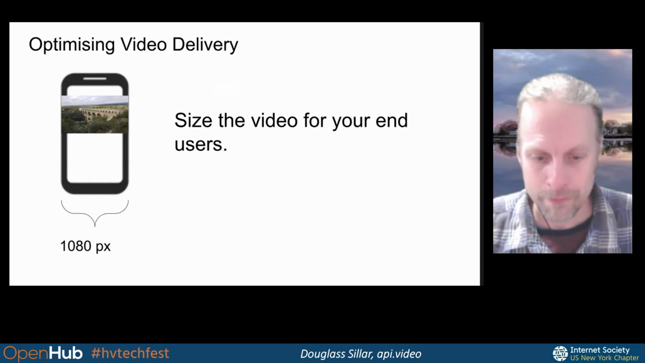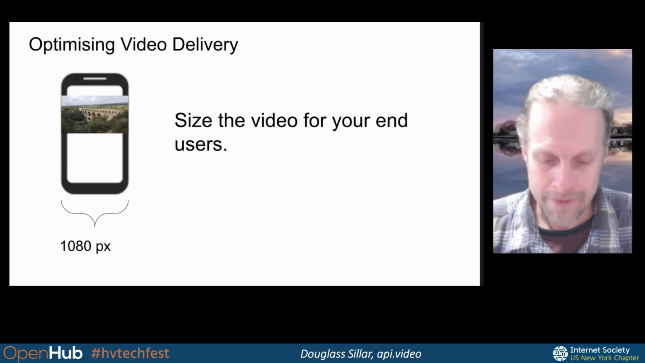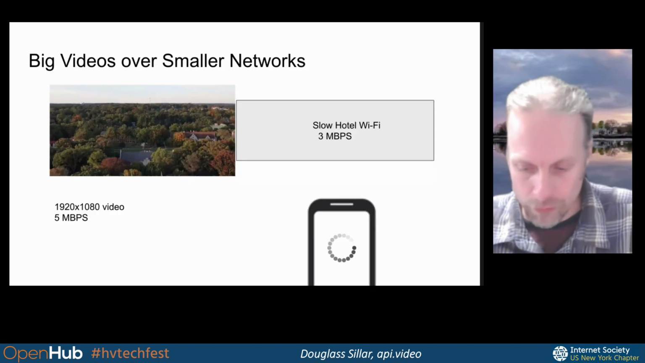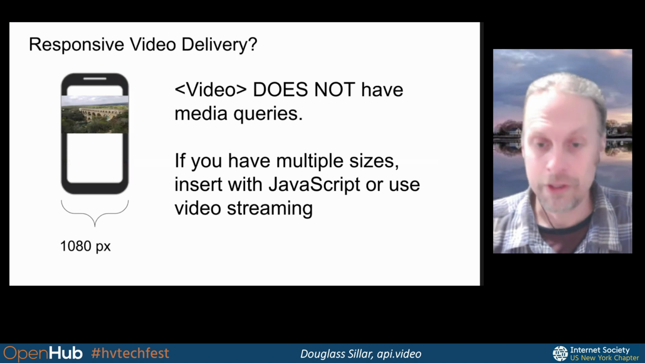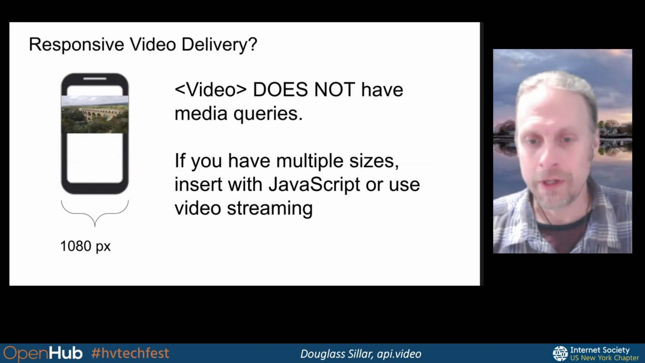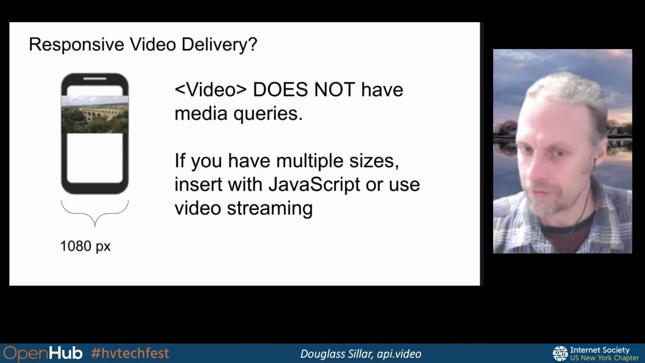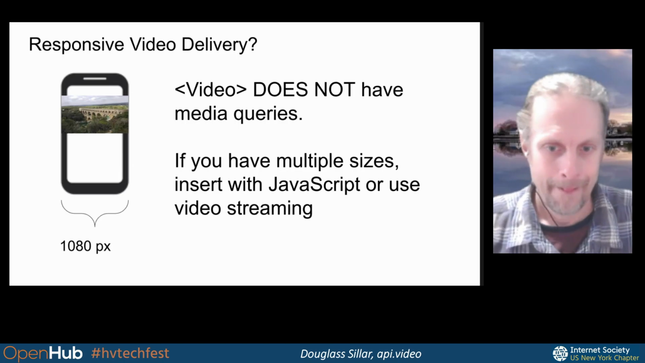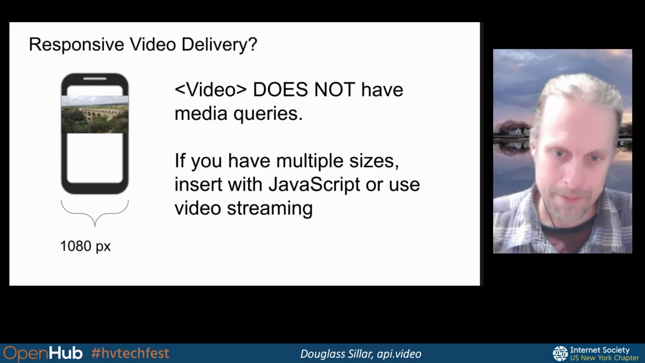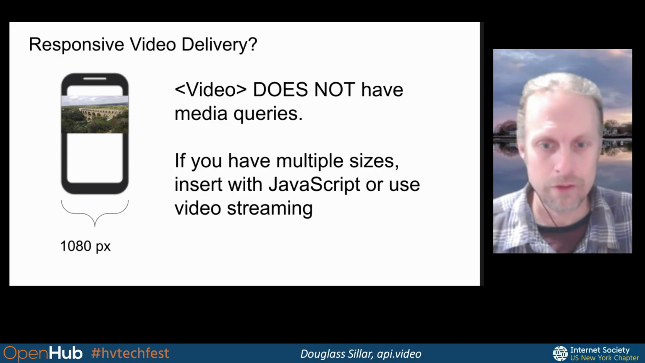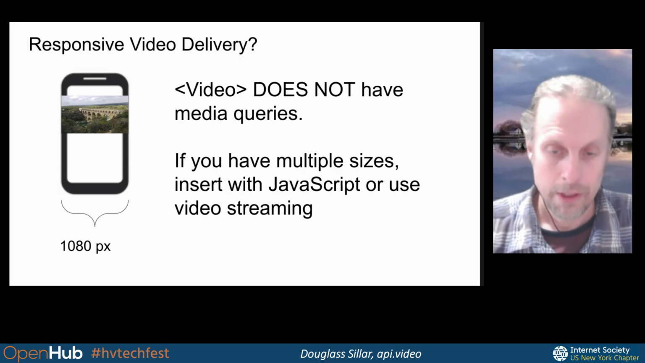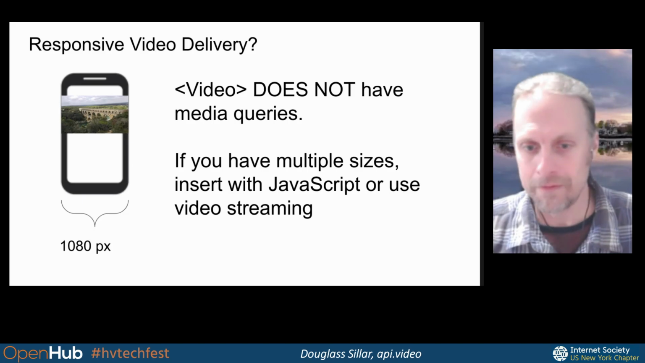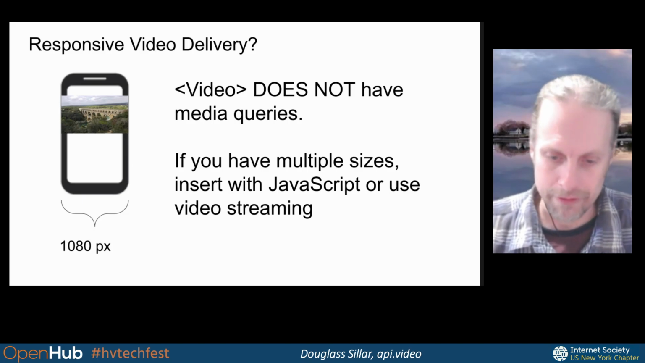The first thing we can do is resize the video. If I'm serving a video that's 1900 pixels wide and my phone in portrait mode is only 1080 pixels wide, we can resize it. We don't have media queries for video, so you can create multiple sizes and then use JavaScript to insert them. You could create a 1080p, a 720p, a 480p, and then use JavaScript to ask, what's the size of the screen? Okay, insert that video. That sort of gives you the idea of a responsive video delivery.